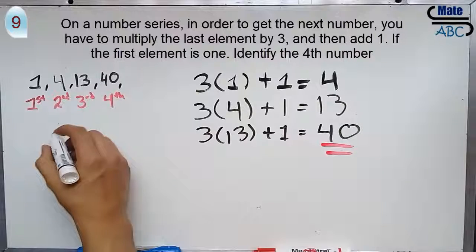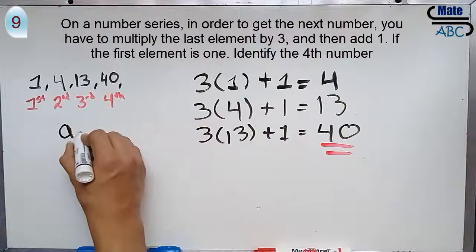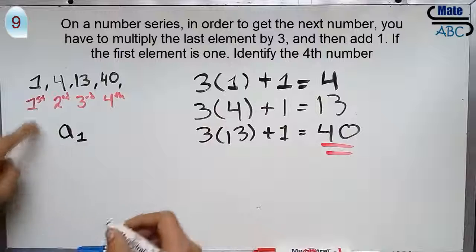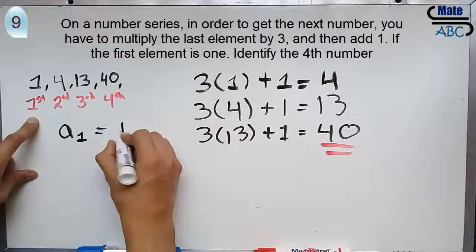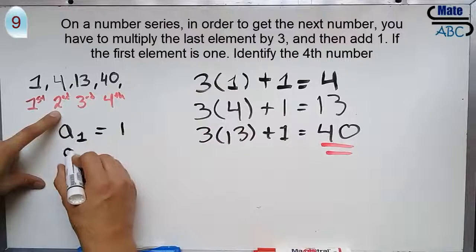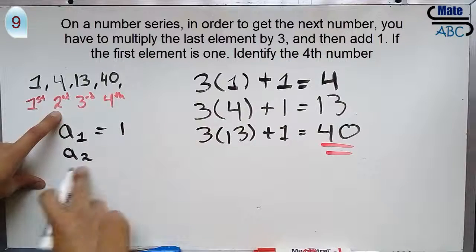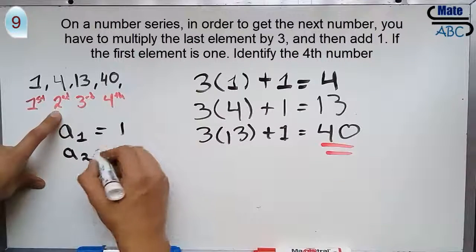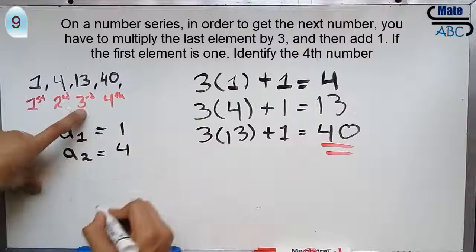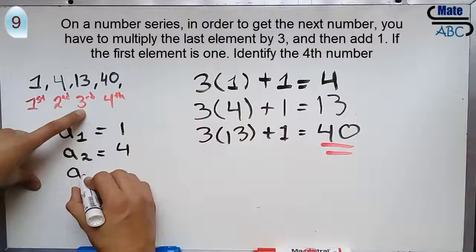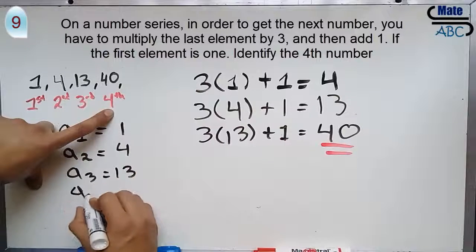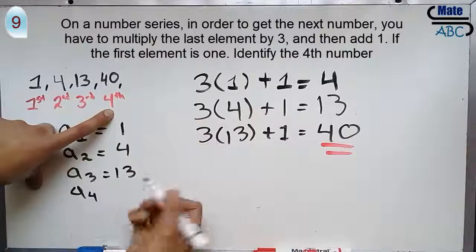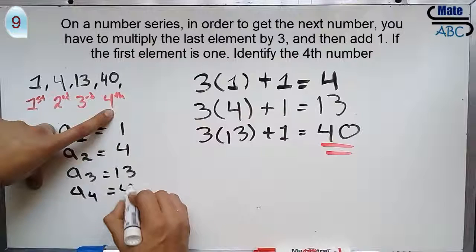If we call it A1 to the first term, this is 1. The second term, we call it A sub 2, and will be 4. The third element will be 13, and the fourth element will be 40.